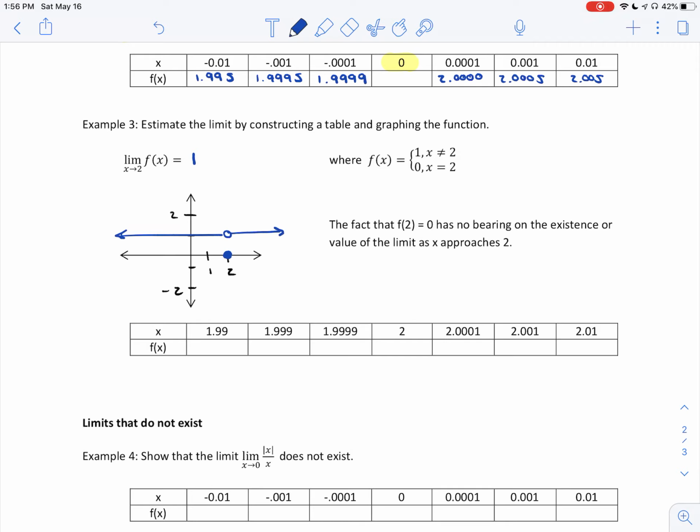Now we could find the same thing if we were to do the table method, because you would see down here that everywhere to the left of 2, our function is equal to 1. Doesn't even matter what's happening at 2 itself. I'm just going to leave that blank. And then everywhere to the right of 2, our function is equal to 1. So as you come in, as x approaches 2 from the left, y is approaching 1. And as x approaches 2 from the right, y is approaching 1.